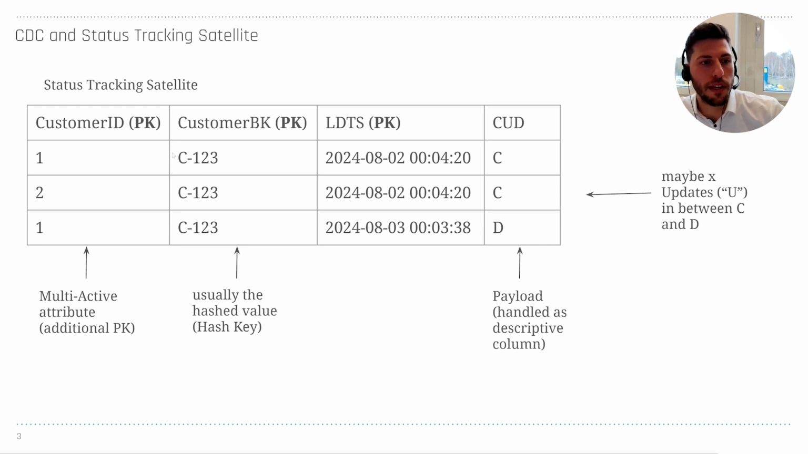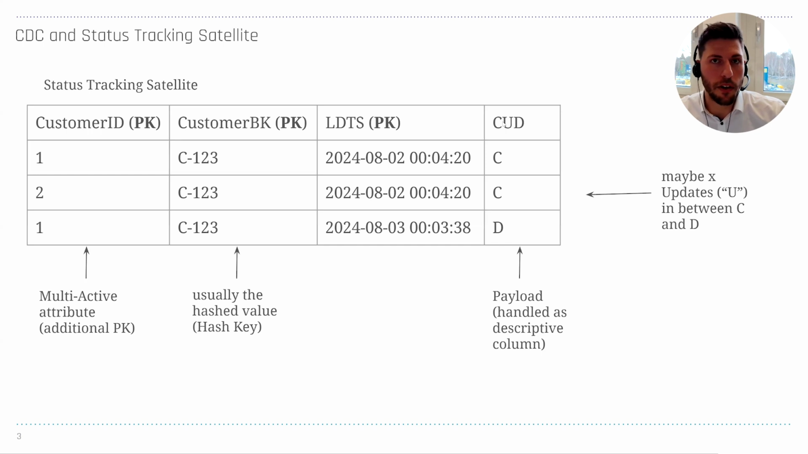But in this case, we need to accept that we have multiple rows active at the same time for the customer, and single multi-active rows can be removed from the source, but the whole customer is not, right? So you have to consider the two columns always when you query the status tracking satellite. You need to get the maximum loaded timestamp for the combination of customer ID and customer business key, and then filter out the Ds.